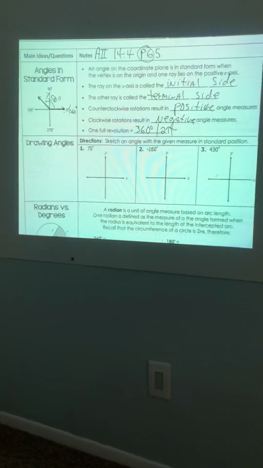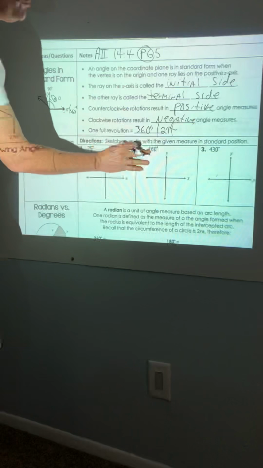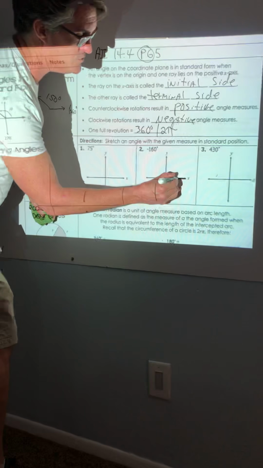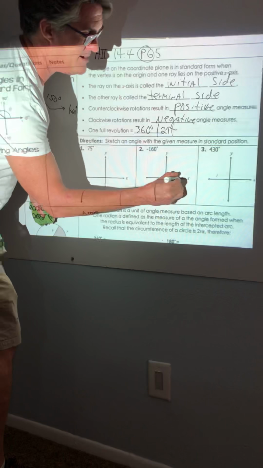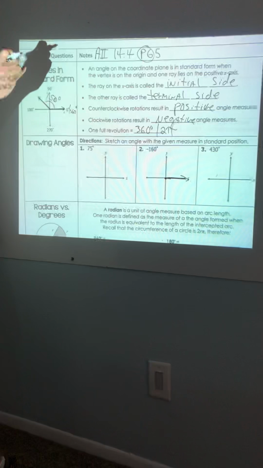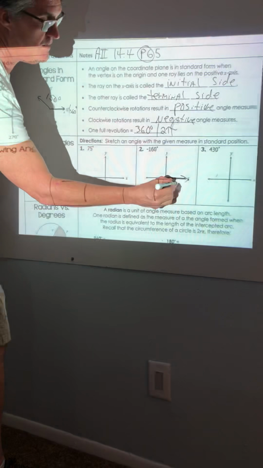I know you can handle number 1, so let's go to number 2 only because I want to make sure you get the whole negative ones. Alright, all you got to do to draw negative 160, point at 0, 0. Here's your initial side. I'll make it a little darker. I noticed in the last video it wasn't easy to see, I know. You want negative, so you're going to spin clockwise.